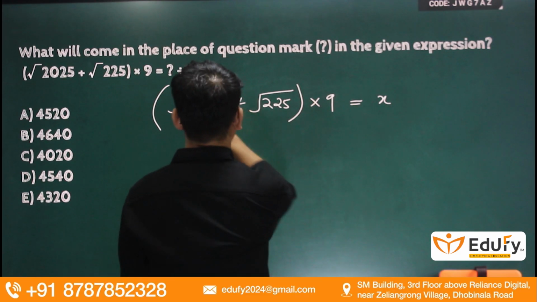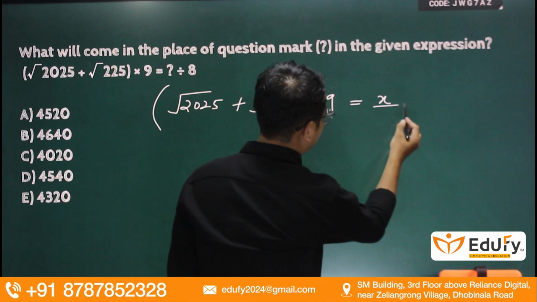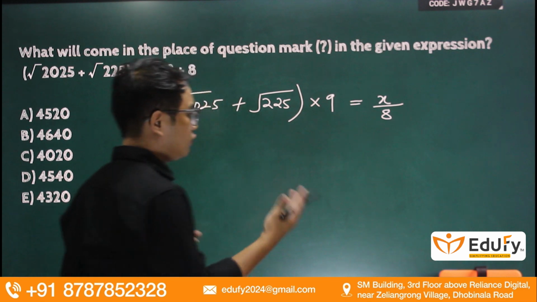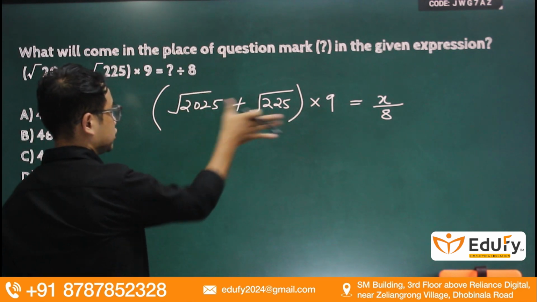So I'm writing here x, and this is divided by 8. Either you write divided by 8 like this, or you can write divided by 8 here like this. Whichever way you write, it's fine. Now after that, first I have to solve the terms inside the bracket.